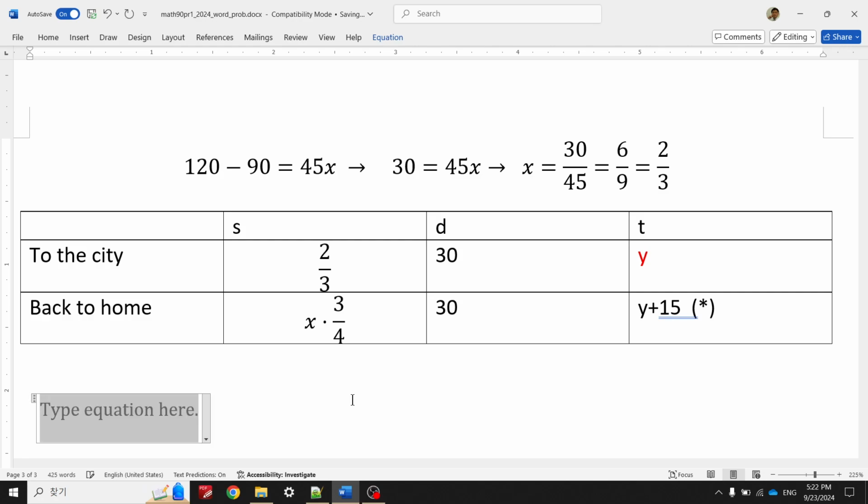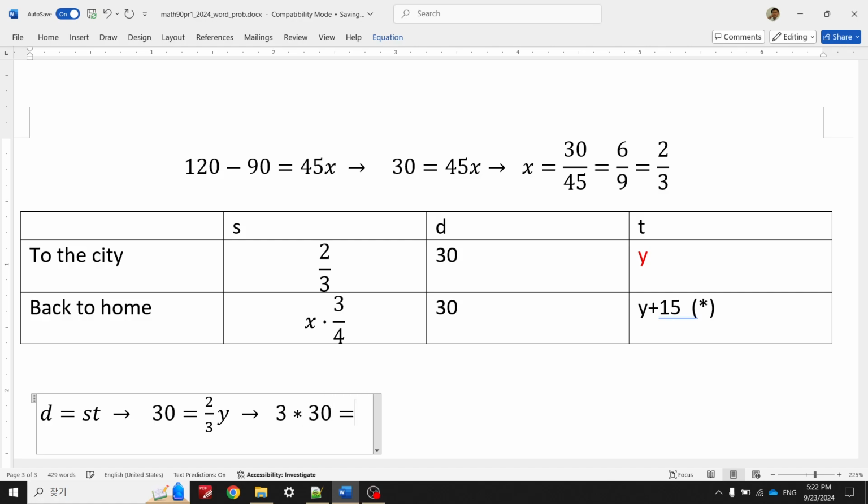But if you don't like that, you can still use the same thing. You can use distance equals speed times time for everything. So that gives you distance is 30 equals speed is 2/3 times time. And that's time is y, right? So that's what we're looking for. How do you solve this? You multiply by 3 first.